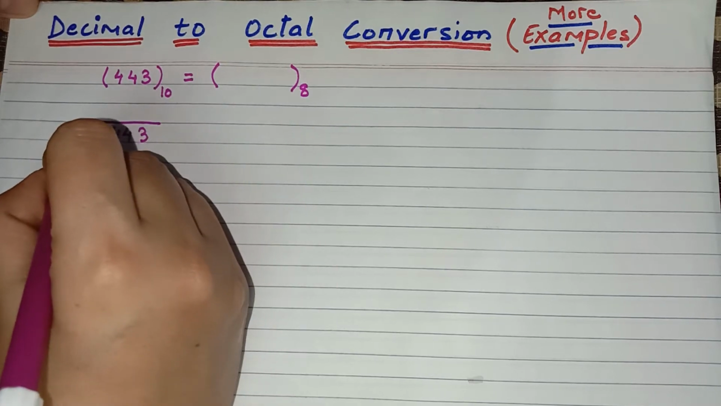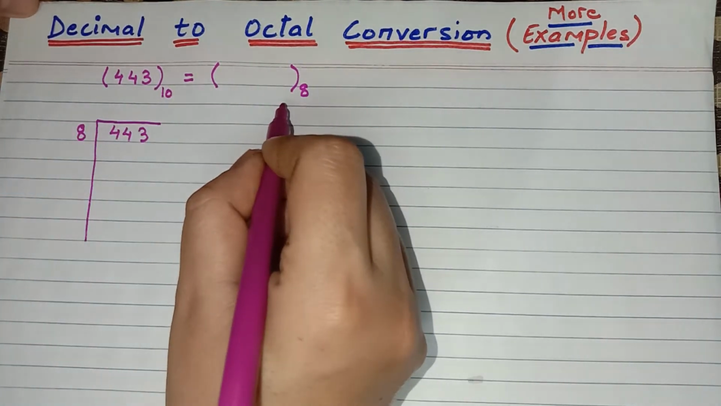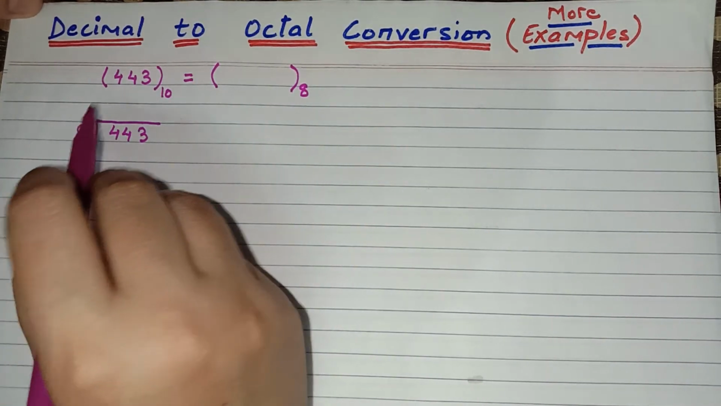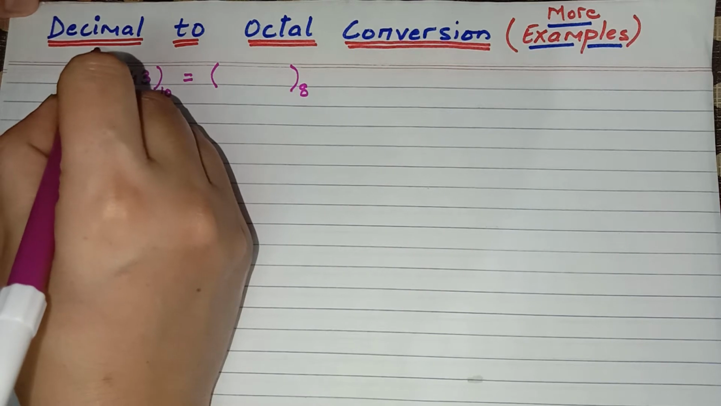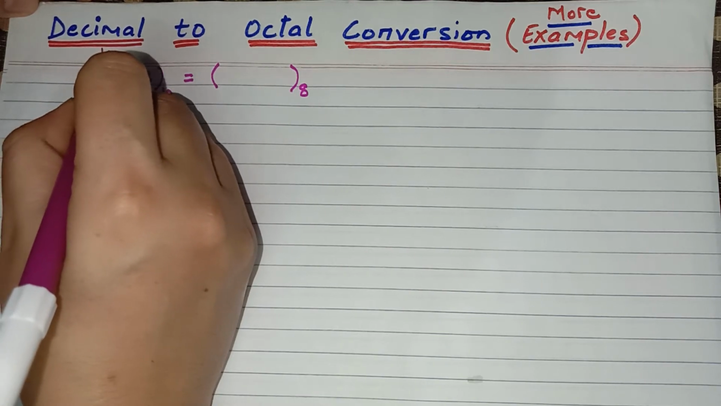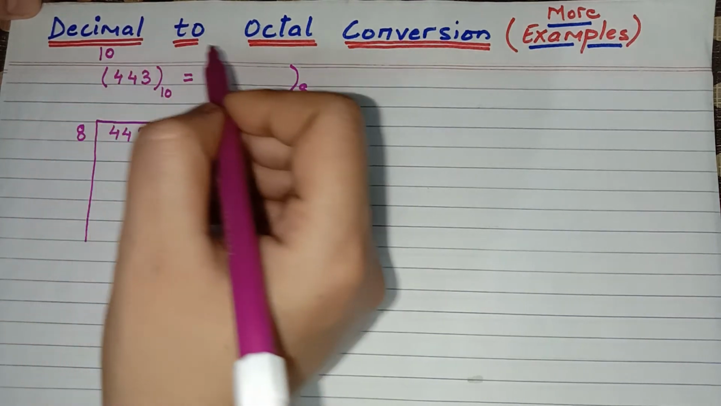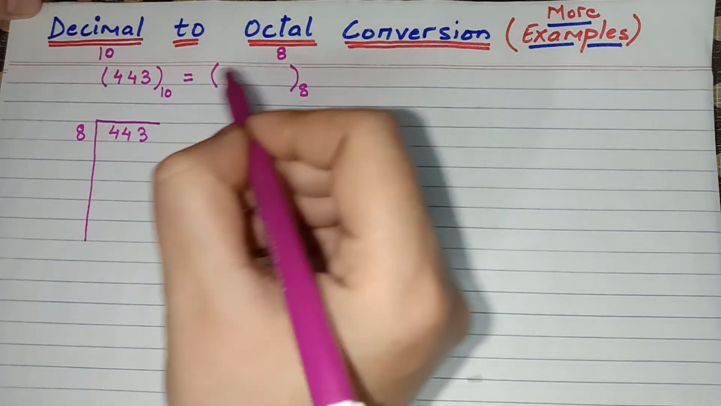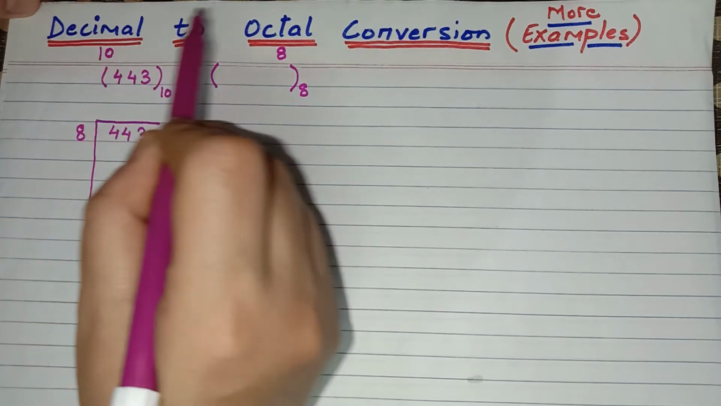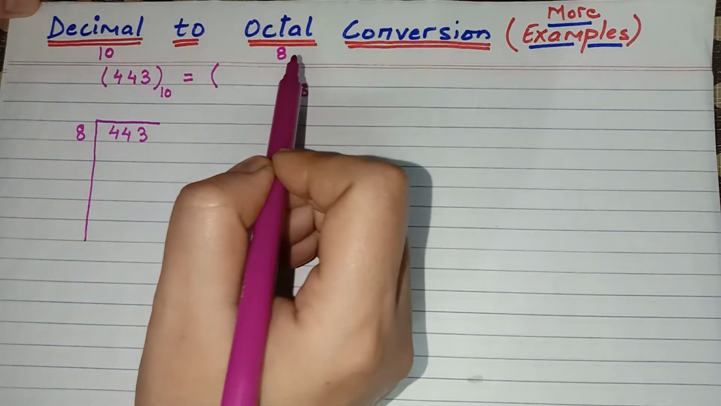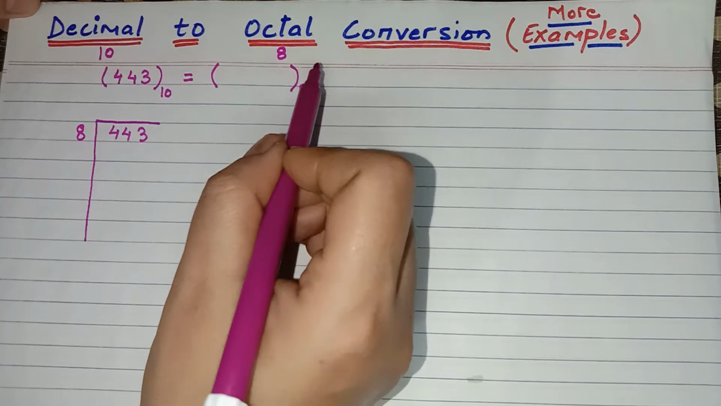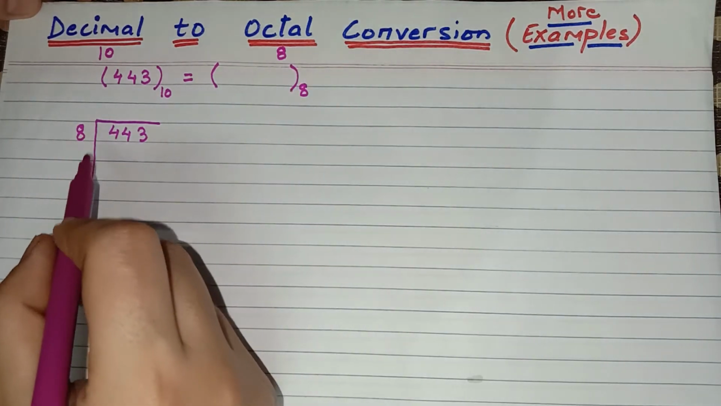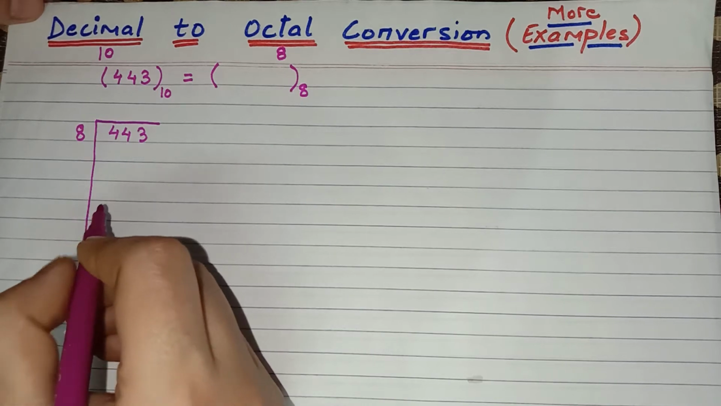with the base 8. Here we are going to divide this number by 8 because the base or the radix of the decimal number is 10 and the base or the radix of an octal number is 8. So when we have to convert the decimal number into octal, we will be dividing the decimal number by 8. One more thing, here we will be doing the successive division.